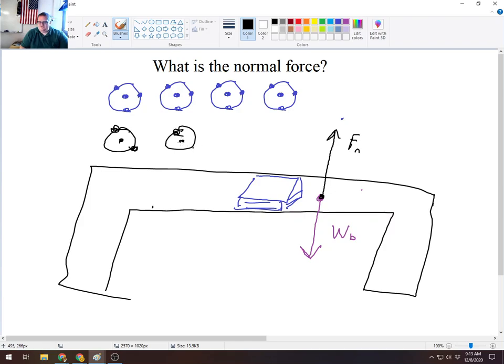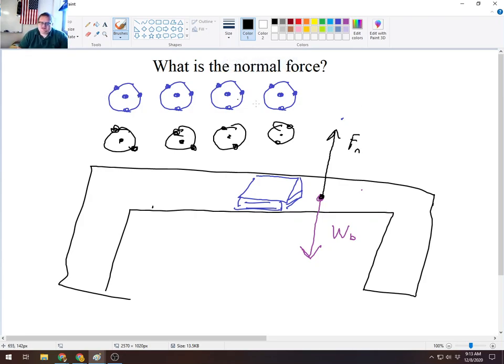Now, what are they made out of? It depends on what the table is made out of. It's probably some kind of wood. So these are probably carbon atoms, and I'm not drawing them correctly because I believe carbon has 4 valence electrons, but we'll just deal with it as we go.